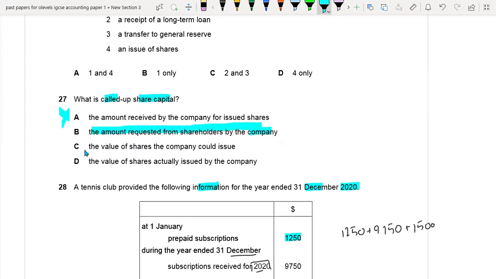But let's see the other ones. The value of shares the company could issue. So we know that this is not showing us the value of the shares. Value of shares actually issued by the company. Again, in this question, they are talking about the nominal or par value of each share. In this question, we didn't find any kind of information which should be linked with this. So that's why this is not the right option.